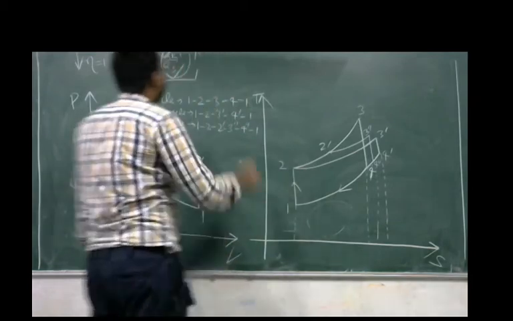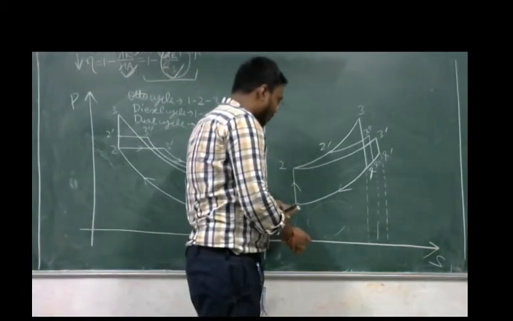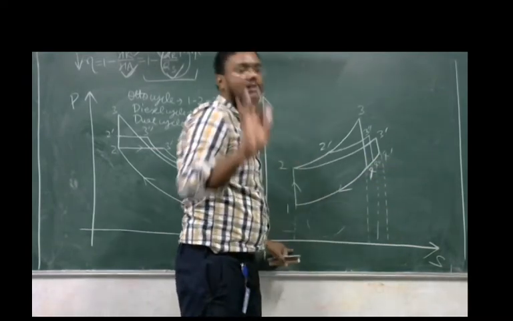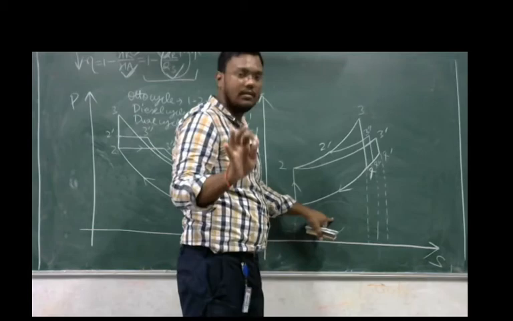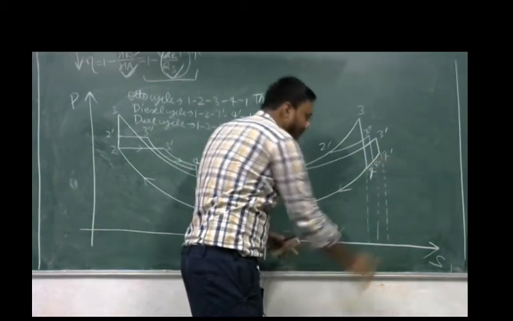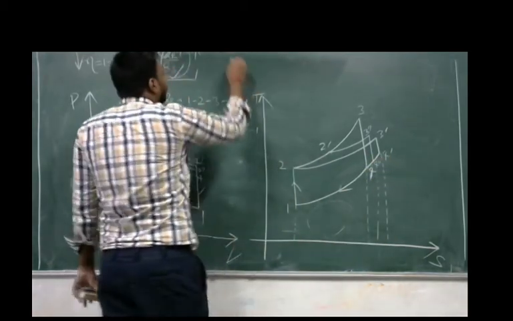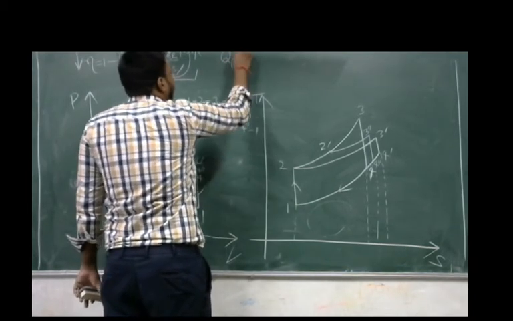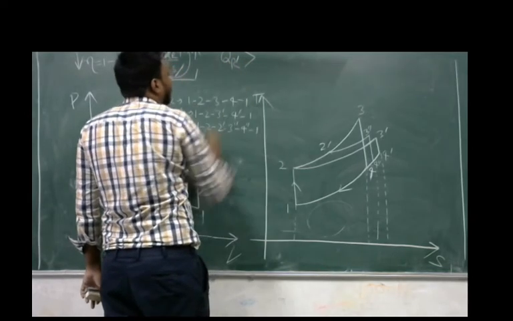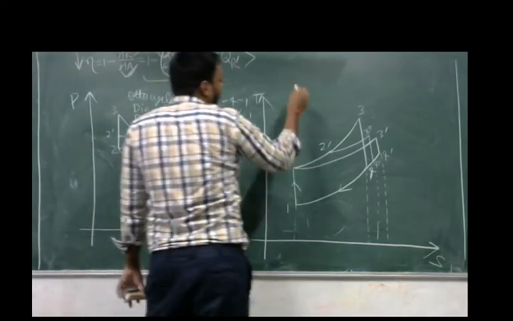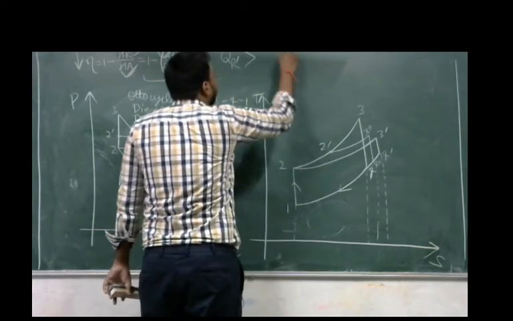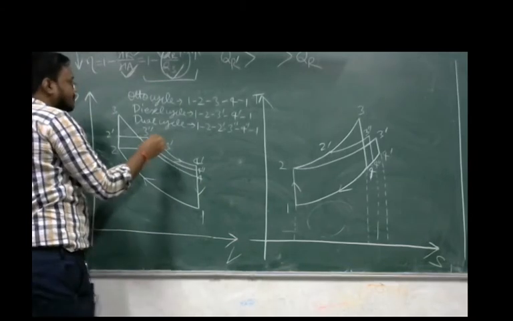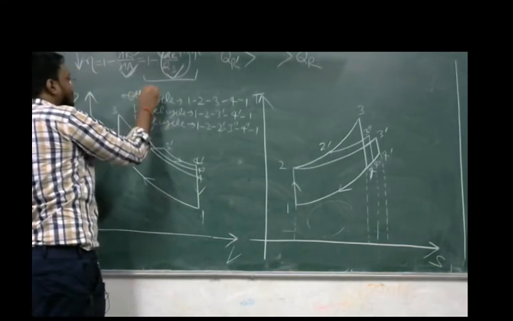Now, as the area for the diesel cycle is maximum, heat rejection will be maximum, because area shows the heat rejection. I am representing the heat rejection for the diesel cycle by QR dash. Heat rejection is maximum for the diesel cycle, and heat rejection is minimum for the Otto cycle. I am representing the Otto cycle heat rejection by QR.